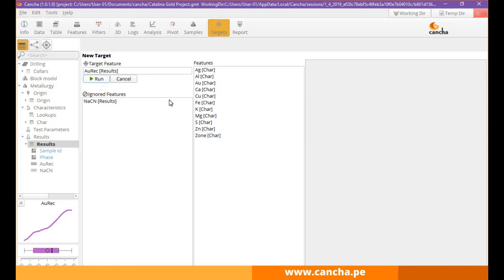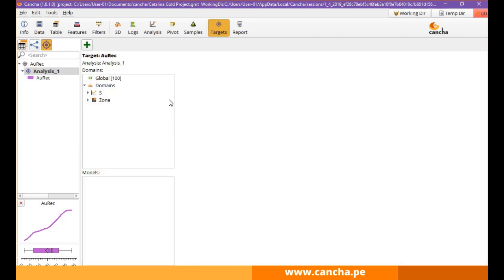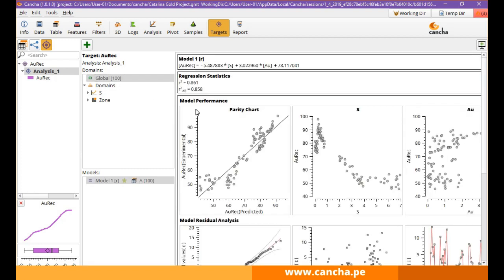Hit run. Cancha runs all the regressions against everything, and bang, it's found that for the 100 samples, we've got a global model, or we can have a model by sulfur or by zone, which kind of ties into what we were expecting from our knowledge of the domain. So let's look at the global model first.